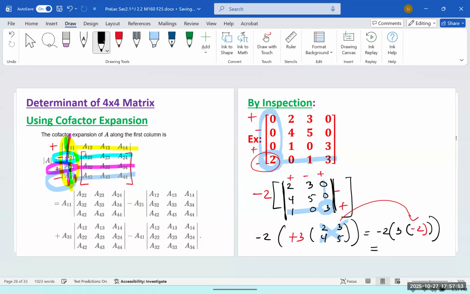So we have -2 times 3 times -2. Our final answer is? Go ahead, Maisha. Positive, right? -2 times 3 times -2. Positive. It's okay, no problem. Right? 2 times 3 is 6, 6 times 2 is 12, yeah.